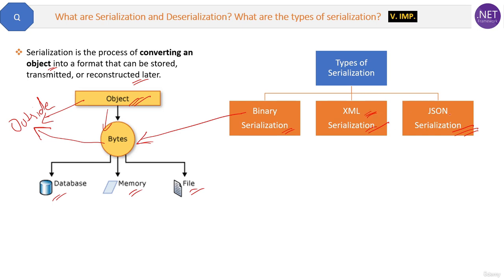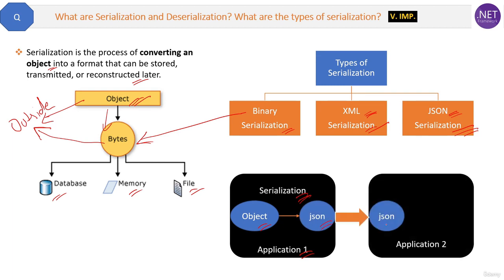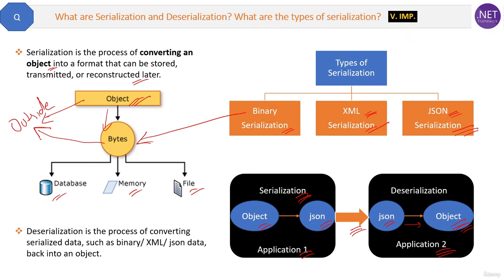And nowadays the most used is JSON serialization, which means application 1 converts the object to JSON format with the help of serialization first, and then sends this JSON to some other application 2 through the network. And in application 2, with the help of deserialization, convert the JSON back into the object format, and then you can use that object in application 2, right? So deserialization is the process of converting serialized data such as binary, XML, or JSON data back into the object.